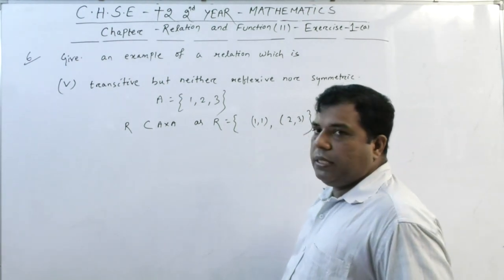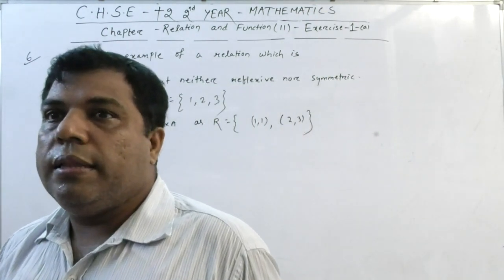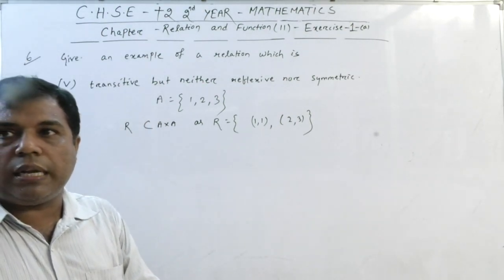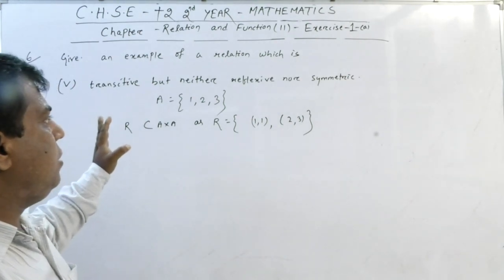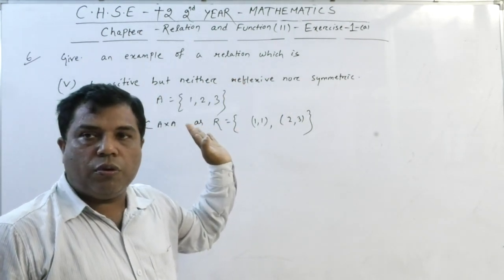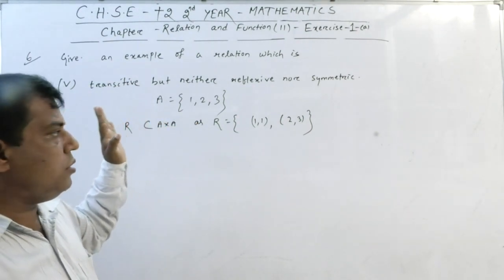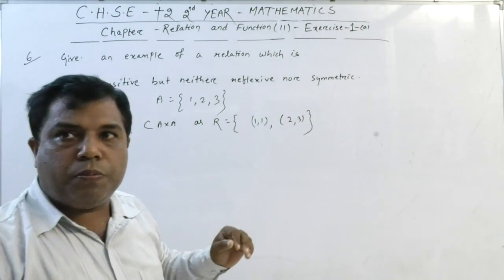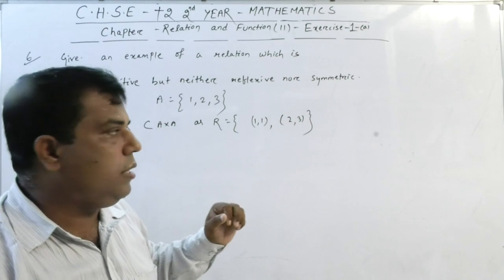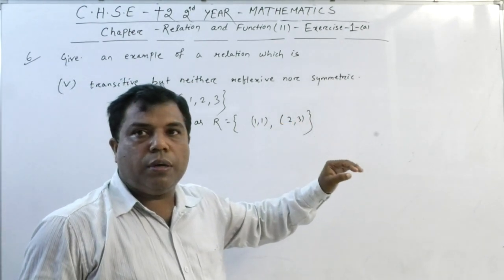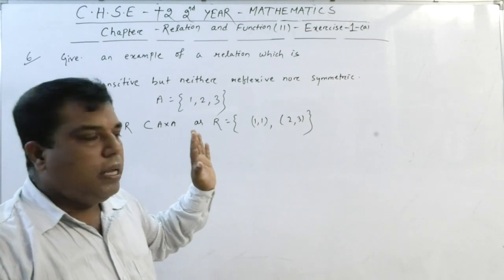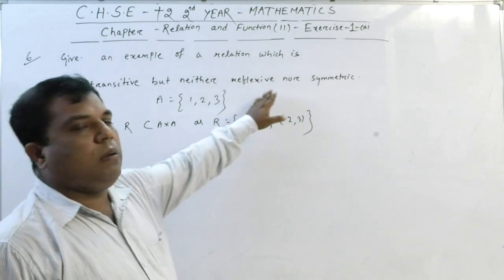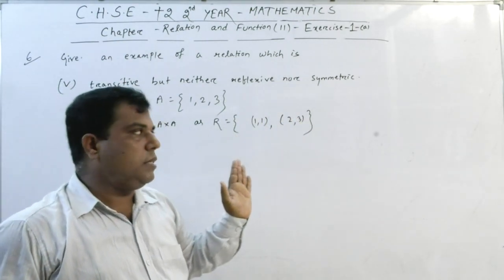Okay, so you can see this relation is what? This relation is transitive. Okay, my dear students, it is transitive in nature, but it is not reflexive. Why transitive? Because you see 1, 1 is there, and 1 is not again connected to anything. So 2, 3 is there, 2, 3 is not connected to anything. So we can say this relation is transitive. But it is not reflexive because all identical pairs are not present.